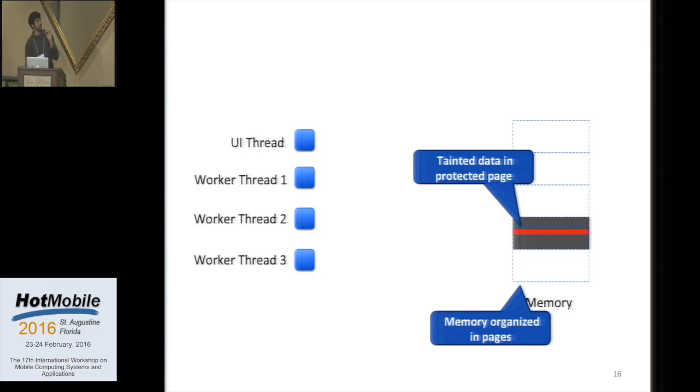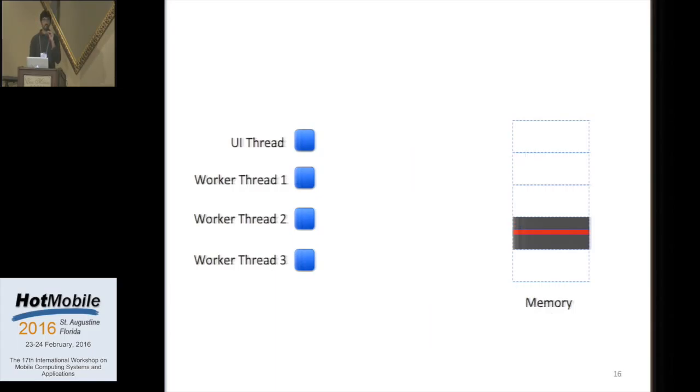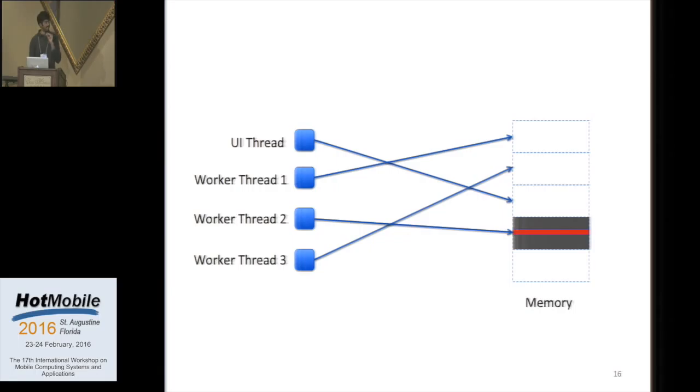That black box there represents a protected page where reads and writes are denied. And that red section there represents tainted data in that protected page. So when threads access untainted data, the app is just going to execute normally without any problems. But when one of them accesses tainted data, we want to emulate that thread.